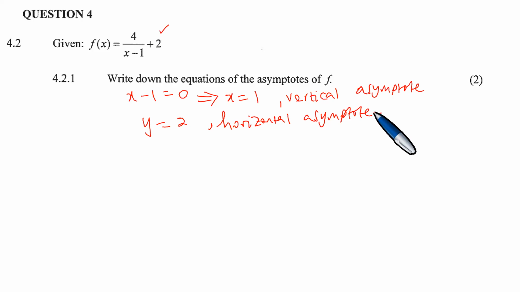So if you have y equals 2, which is the horizontal asymptote, and x equals 1, which is the vertical asymptote, because the question said write down the equations, so we're dealing with equations. There are two of them. There are two equations of the asymptotes of f.